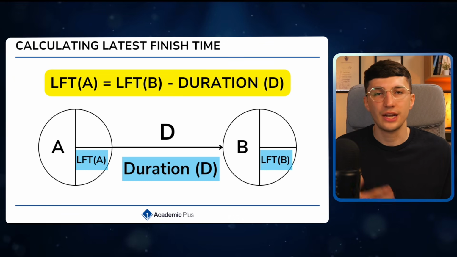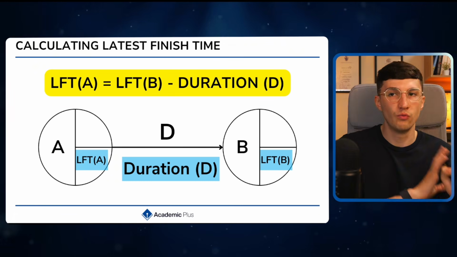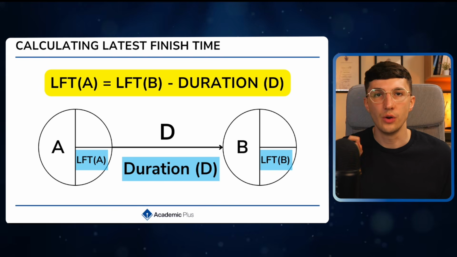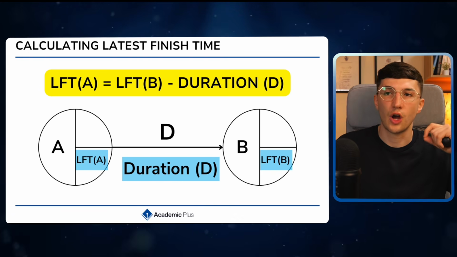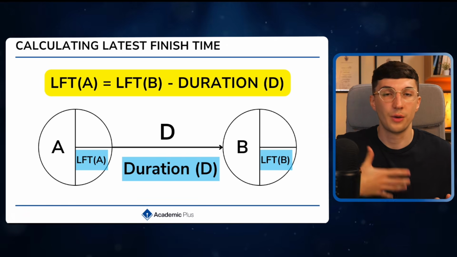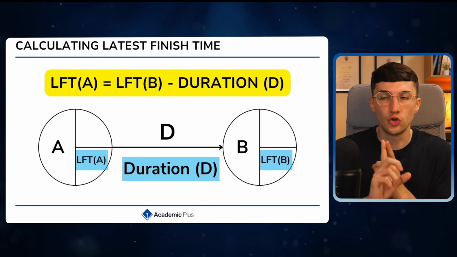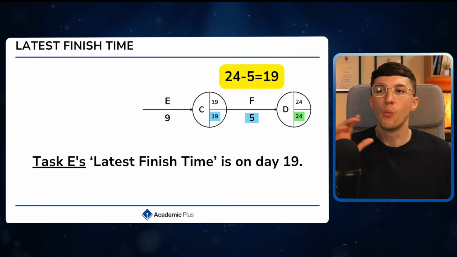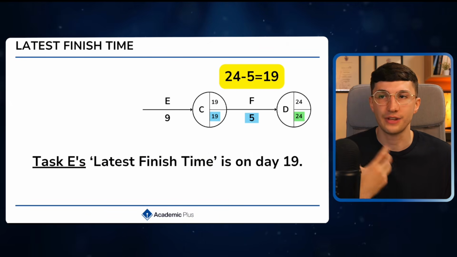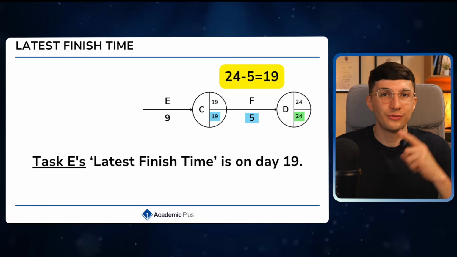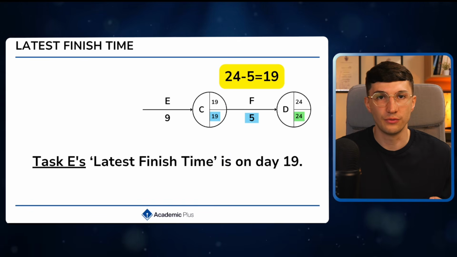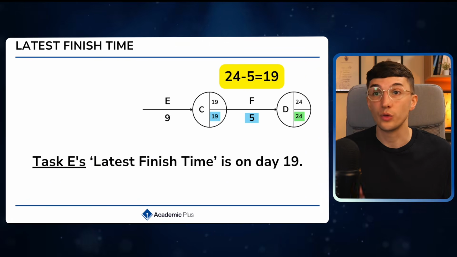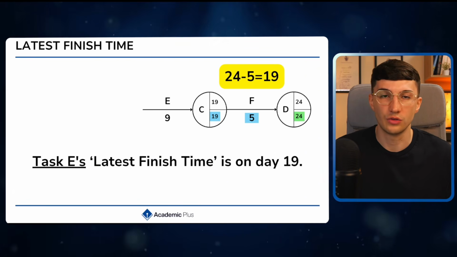Now, when we are calculating the latest finish time, we go from right to left. So we look here for the latest finish time in node A. We do the latest finish time in node B, which is just the latest finish time of task D, minus the duration of task D. So let me give you some examples. When we look at the latest finish time on task E, well, we take the latest finish time of task F, which is on day 24, minus the duration of task F, which is 5 days, which would give me 24 minus 5 equals 19.